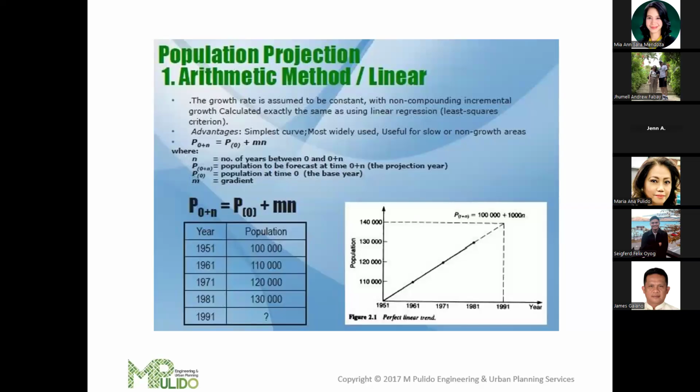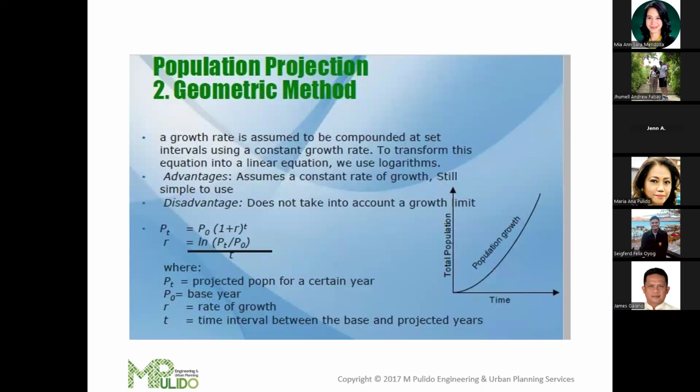So here is the geometric method, which builds on the idea of compounded growth. Earlier, we didn't talk about compound variables. So we build on the idea of compounded growth, unlike the arithmetic method where growth is added uniformly. This method assumes that the population grows at a fixed percentage rate over time, meaning each year's growth is based on the previous year's population.